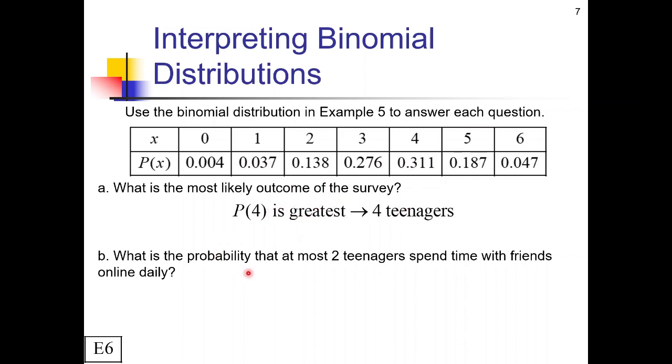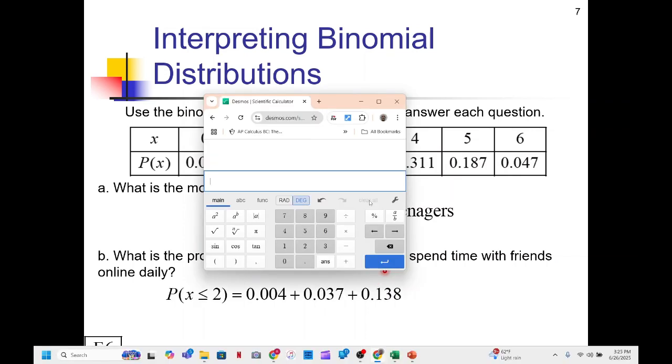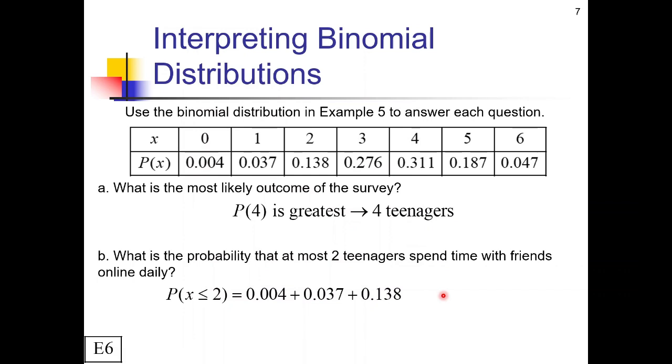And then the probability that at most 2 teenagers spend time with friends online daily, well, we just need the probabilities of 0, 1, and 2. So we just need these 3 probabilities added together, which I am going to do on the calculator. So we've got 0.004 plus 0.037 plus 0.138, all comes out to about 0.179.